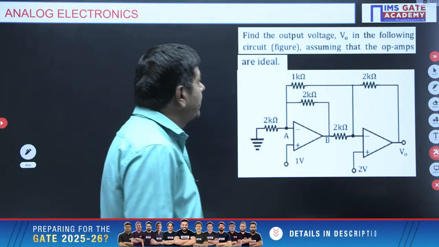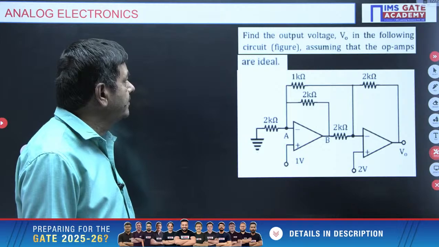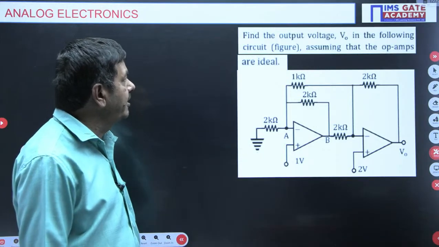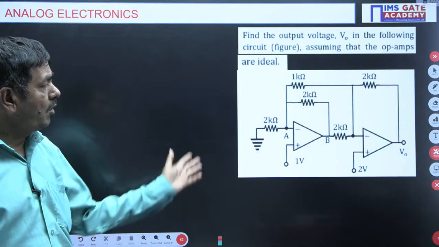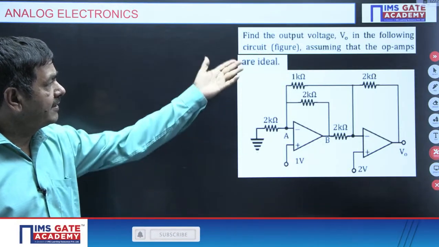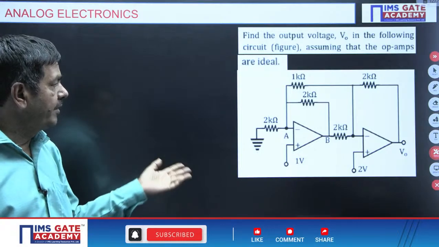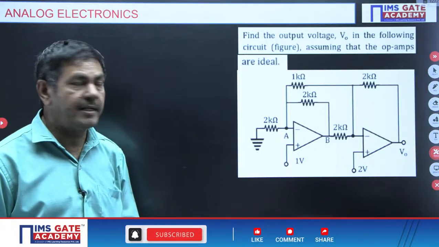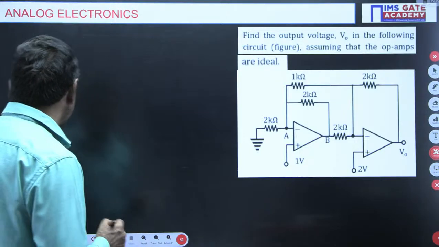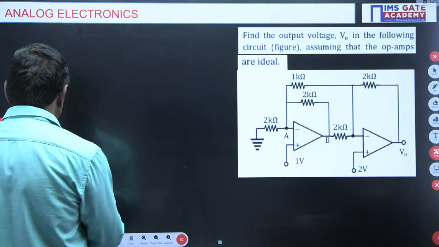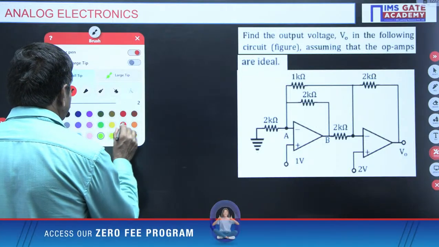But what is it asking? Find the output voltage V naught in the following circuit, figure given here. Assuming that the op amps are ideal. Both of the 2 op amps are given as ideal. We need to find the output voltage. How to get this output voltage? Nodal analysis is a powerful tool, I said already. By using that nodal analysis, we can find it easily. How I will do it, please watch.